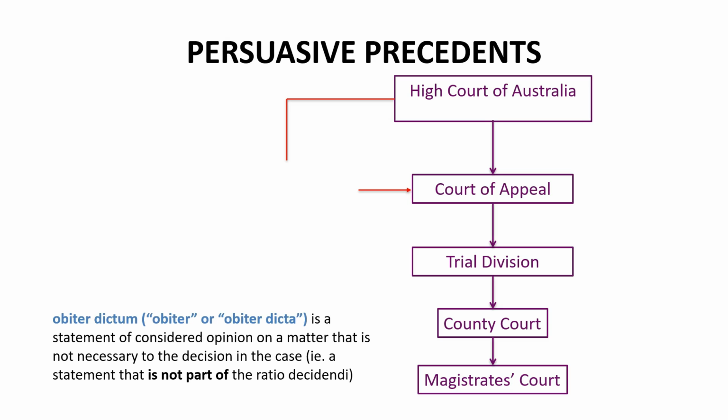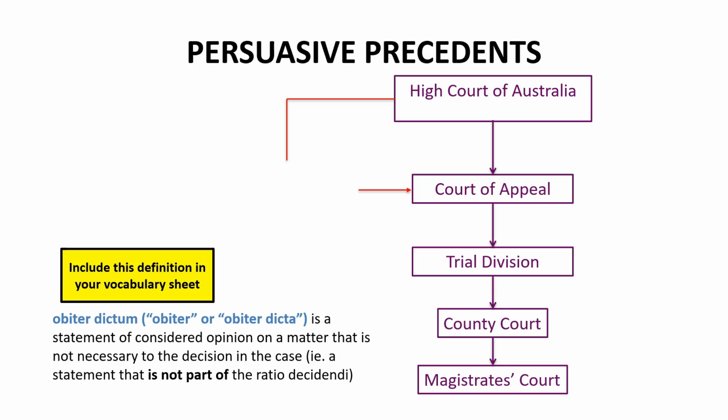Obiter dictum is a statement of considered opinion on a matter that is not necessary to the decision in the case. In other words, obiter dictum is not part of the court's reasons for its decision. That is, obiter dictum is not part of the ratio decidendi of a case. Look down the left-hand side of your vocabulary sheet, find the term obiter dictum and write this definition in there.